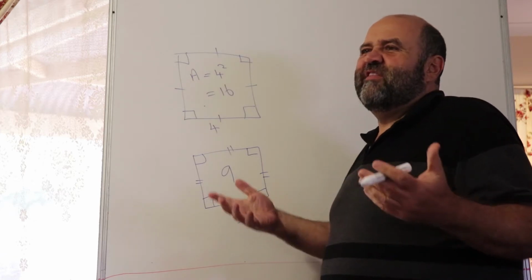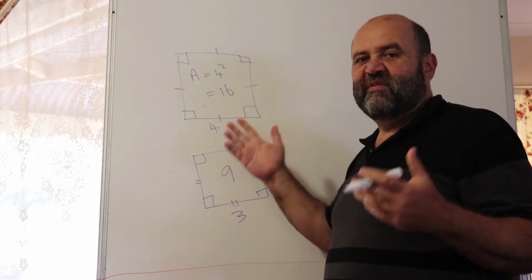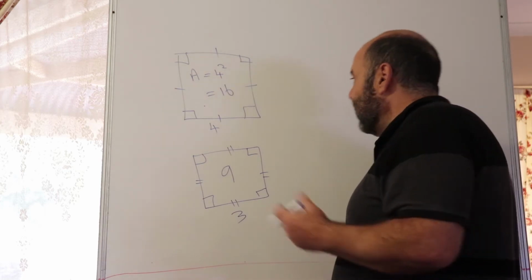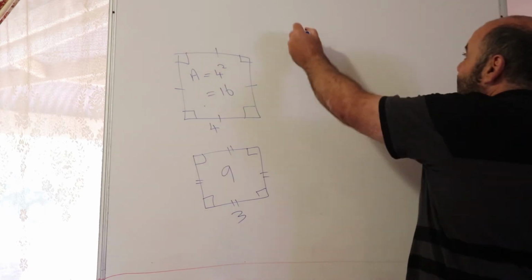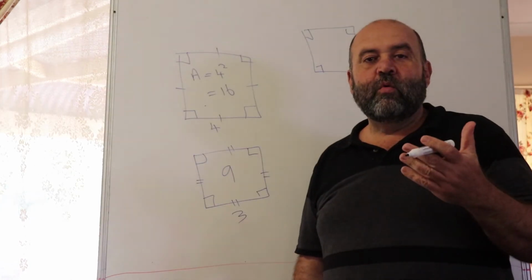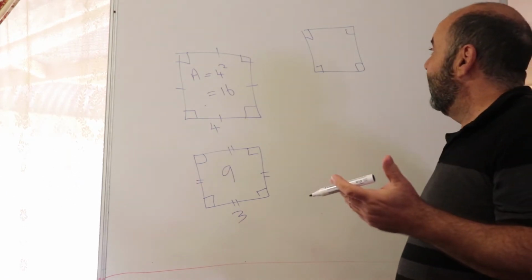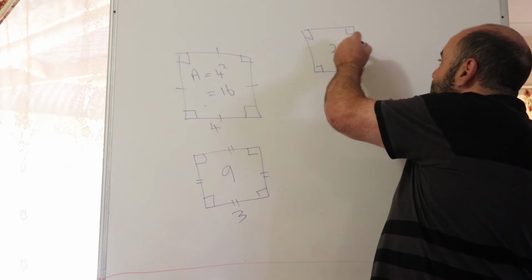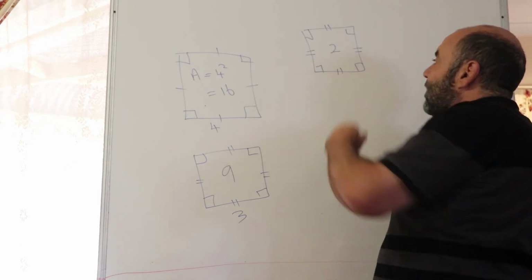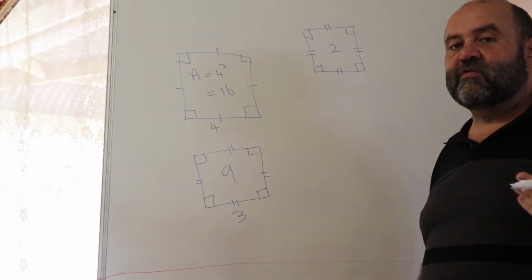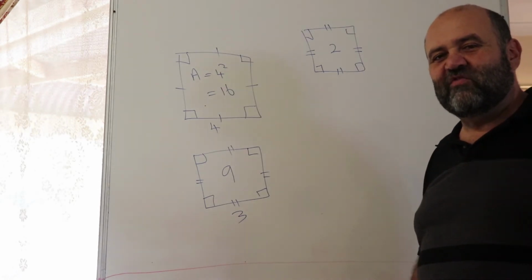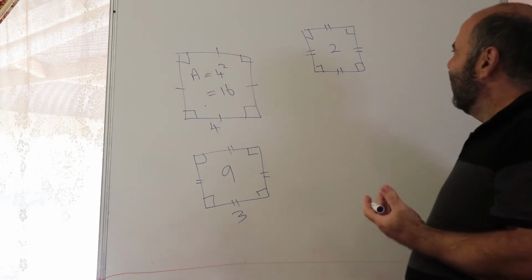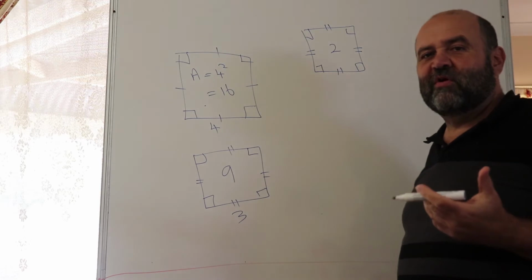Okay, Mr. Obeid, you're giving us these really straightforward examples of nice whole numbers that work out to easy things. We'll stretch it a little bit. What if I told you, here's another square, and this square has an area of 2? All the angles are 90 degrees, all the sides are equal, and the area of this square is 2. What's the side length? What two numbers multiply to give me 2?